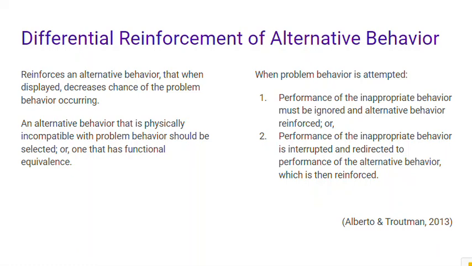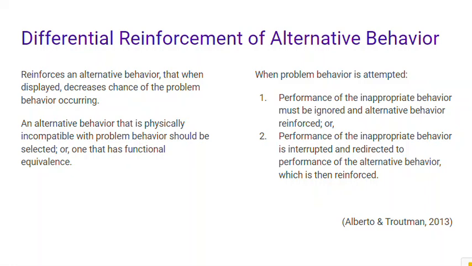Another method to teach FCT is differential reinforcement of alternative behavior. Differential reinforcement of alternative behavior reinforces an alternative behavior that, when displayed, decreases the chance of the problem behavior occurring. An alternative behavior is one that is physically incompatible with the problem behavior, and that's the one that should be selected. Another factor for an alternative behavior is one that serves the same function as the problem behavior.